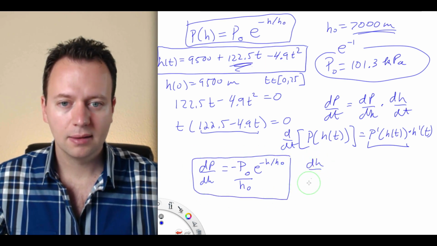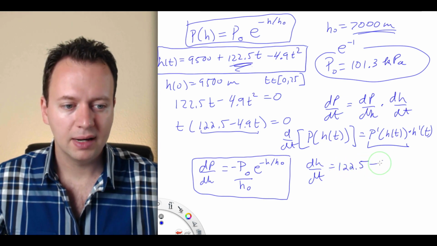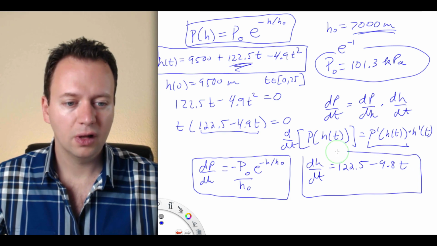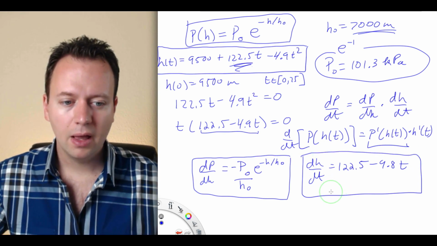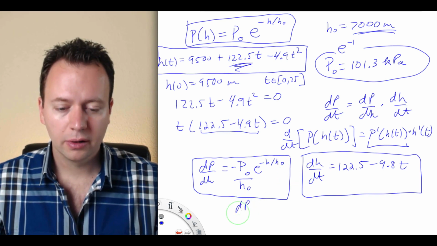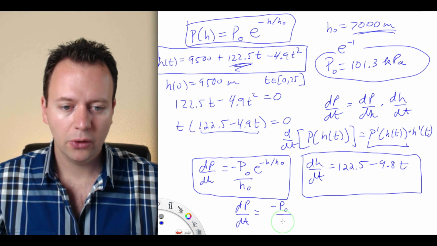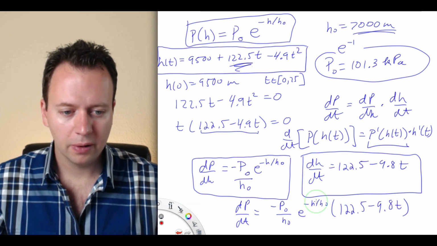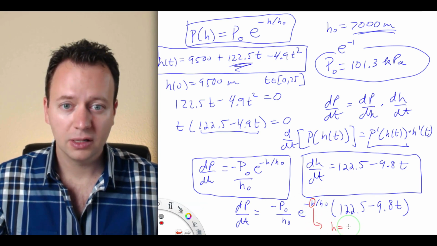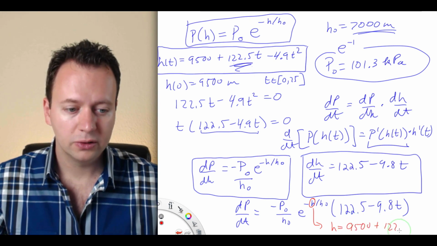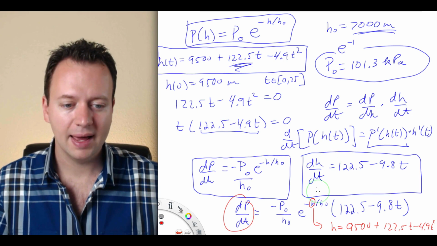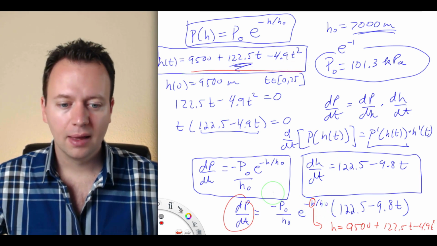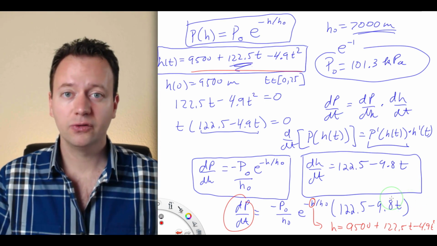And then dh dt is going to be 122.5 minus 9.8 t. So this gives the vertical velocity of the aircraft as a function of time. So to find out the rate of change of the pressure with respect to time, it's going to equal minus p0 over h0 e to the minus h over h0, and then times 122.5 minus 9.8 t, where this h up here is understood to be, so h is equal to 9500 plus 122.5 t minus 4.9 t squared. So if you want to express dp dt only as a function of time, you would replace h with h of t. But this basically tells you the rate of change of the atmospheric pressure per unit time.